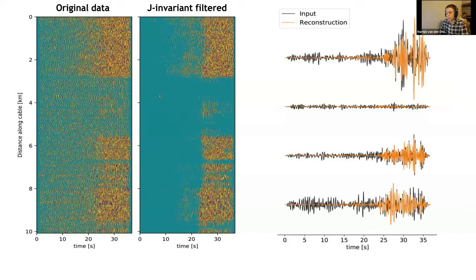And we can also see this in individual waveforms, especially the one here at the bottom, which shows a much lower noise level while the earthquake amplitudes are well preserved.